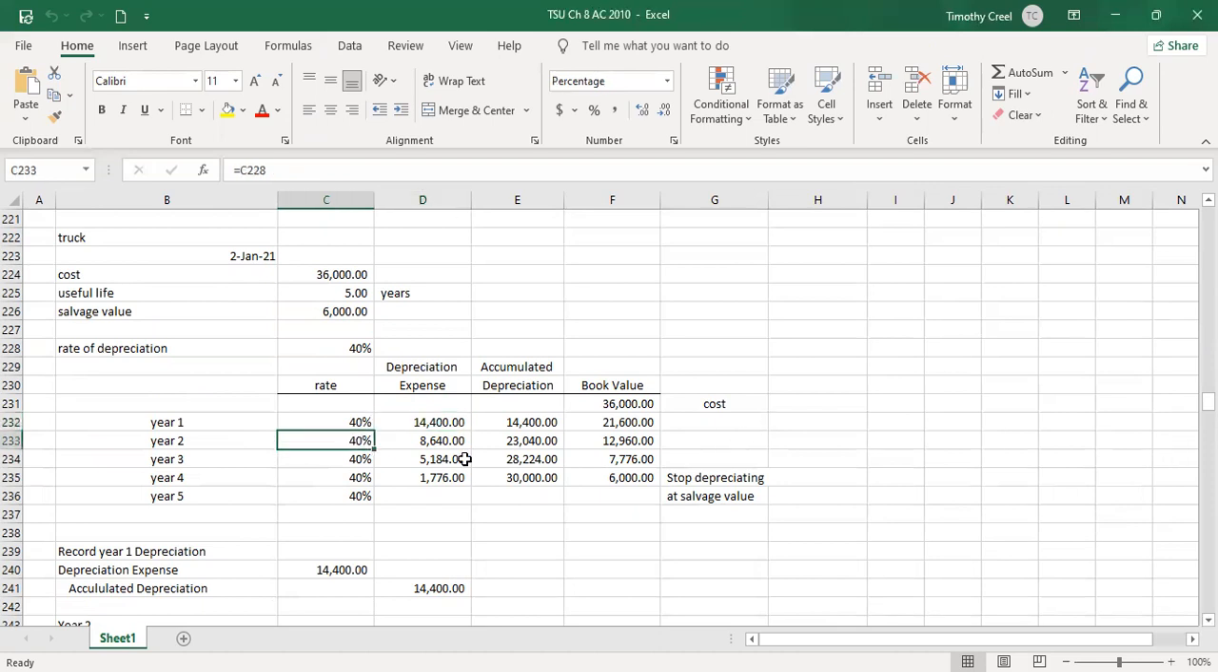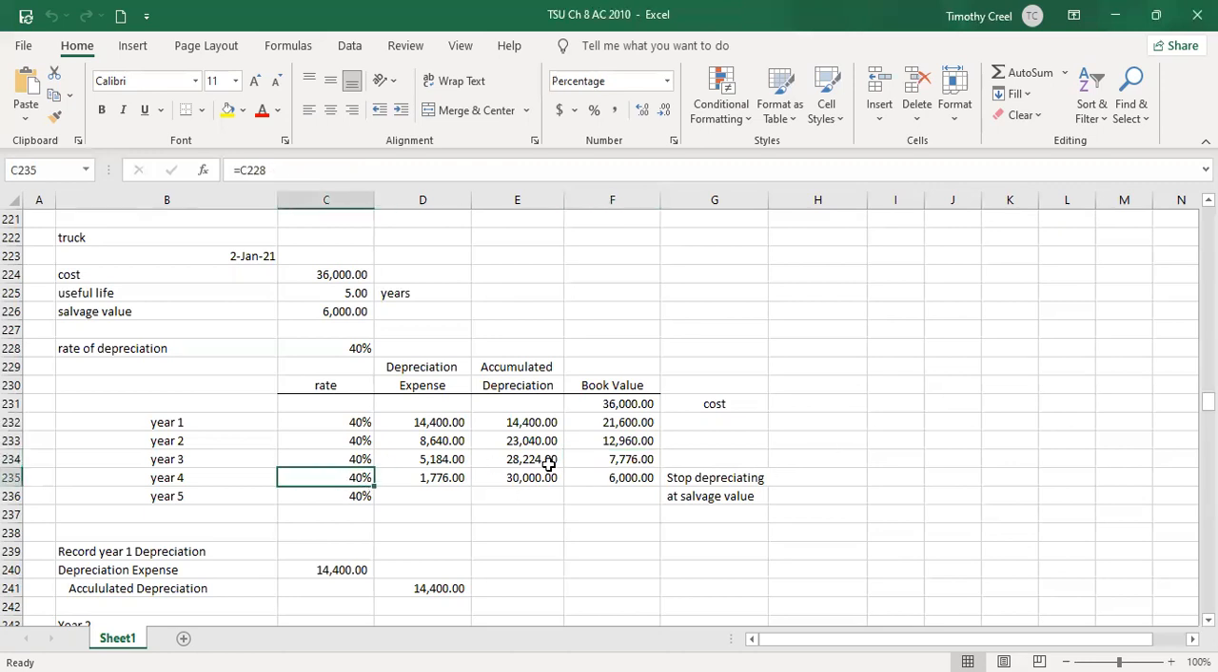Year 2, we take the 40% times the end of year 1 book value, which is 21,600. We'd have 8,640 depreciation for that year. That would be added to our accelerated depreciation, or accumulated depreciation. Then that would be backed out of our cost to come down to our new book value of 12,960. Then for year 3, we'd do the same thing. We'd take the 40% times the new book value, get 5,184, add it to our accumulated depreciation, take it out of our book value, and we've got 1,776.